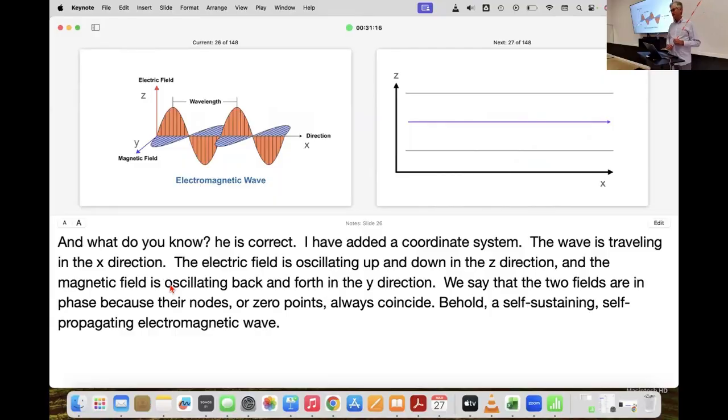Well, what do you know? He's right. This is what happens. He's produced an electromagnetic wave, and I've put in some coordinates. It's moving in the x direction this way, and the electric field is shown on the z-axis, and the y-axis shows you the magnetic field. They're perpendicular to each other, and we say they're in phase. We say they're in phase because the nodes of both waves, the zero points, occur at the same moment in time or the same place in space, always. So it's in phase.